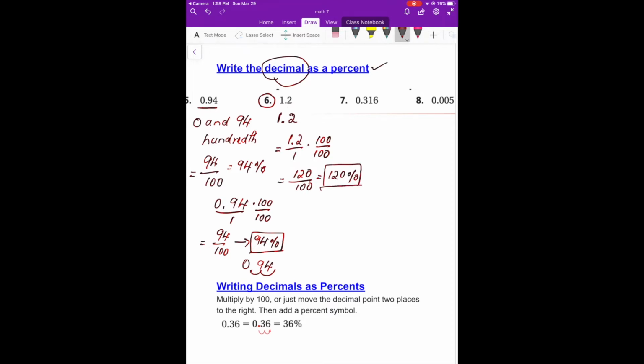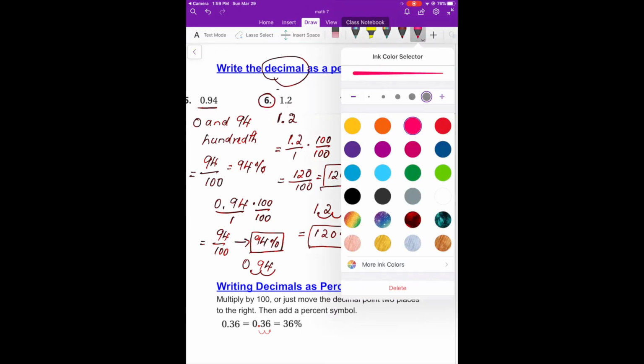That makes sense because it is more than 100 and there is a 20%, which is 2/10. 20%, 120%. Or you can do 1.2. If you're changing a decimal to a percent, you are multiplying that by 100. So you need to move to the right twice. So that means 120%. So 1.2 is 120%. Let me change the color of the pen.